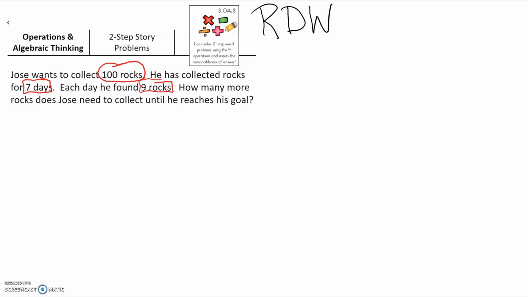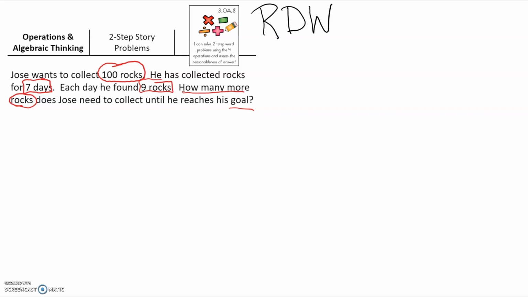Okay, I'm going to go down, and what is my answer going to be? My answer, how many more rocks? My answer is going to be in rocks. Does Jose need to collect until he reaches his goal? Okay, so let's go back and figure out what is his goal. He wants to collect 100 rocks. Okay, so his goal is 100 rocks.